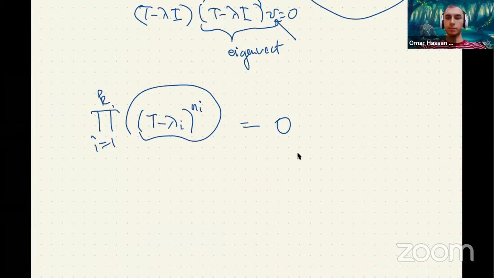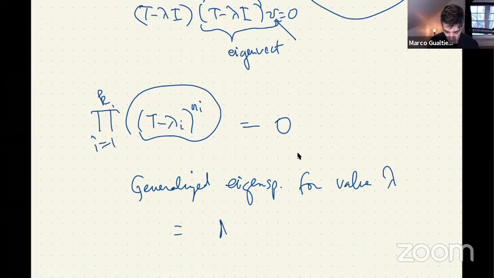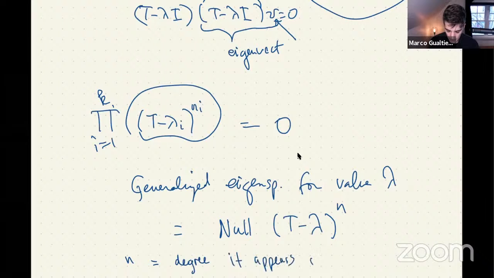So the generalized eigenspace for value lambda is the null space of (T minus lambda) to the n, where n is the degree with which it appears in the minimal polynomial.